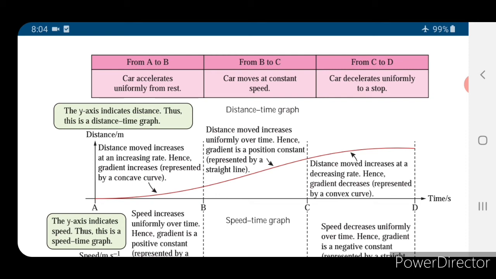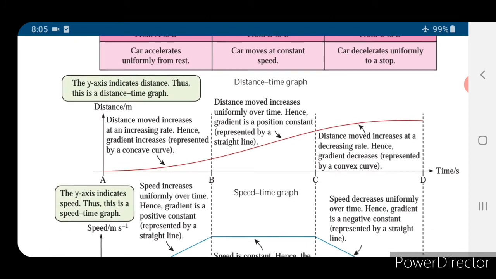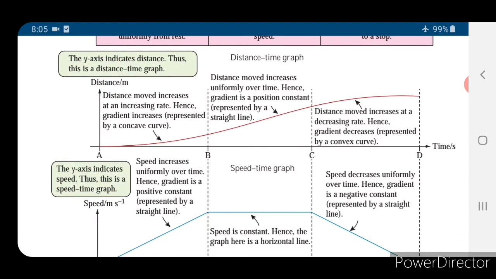Okay. So the first one, the car accelerates uniformly from rest. From B to C, the car moves at constant speed. From C to D, the car decelerates uniformly to a stop. So the y-axis indicates the distance. Thus, this is a distance time graph. The first graph is the distance time graph.